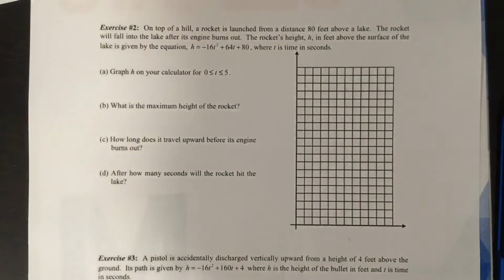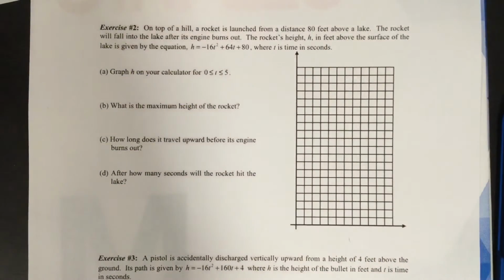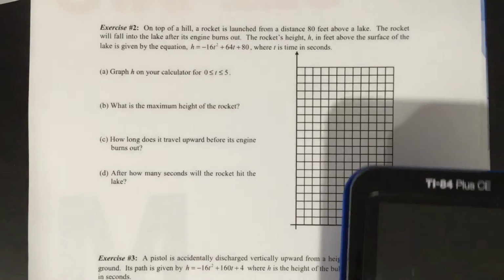Okay, example number 2. On top of a hill, a rocket is launched from a distance 80 feet above a lake. The rocket will fall into the lake after its engine burns out. The rocket's height, h, in feet above the surface of the lake is given by this equation: h equals negative 16t squared plus 64t plus 80. t is time in seconds.